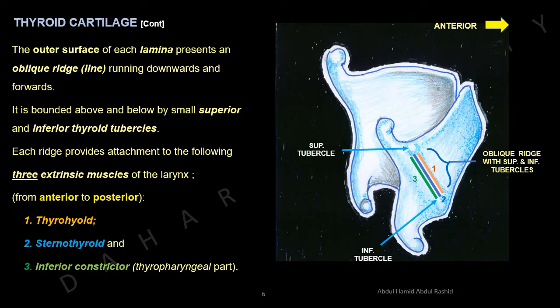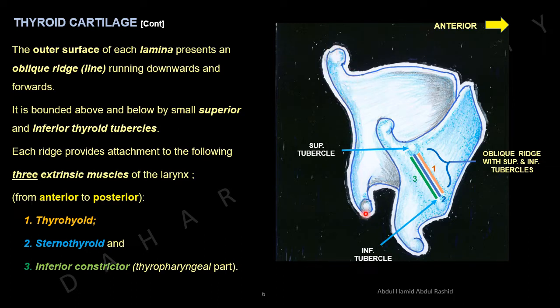Thyroid cartilage, continuation. We are looking at the thyroid cartilage from the right posterolateral view. This is anterior. We re-identify again: this is the right lamina and its posterior border. This is the left lamina and posterior border.